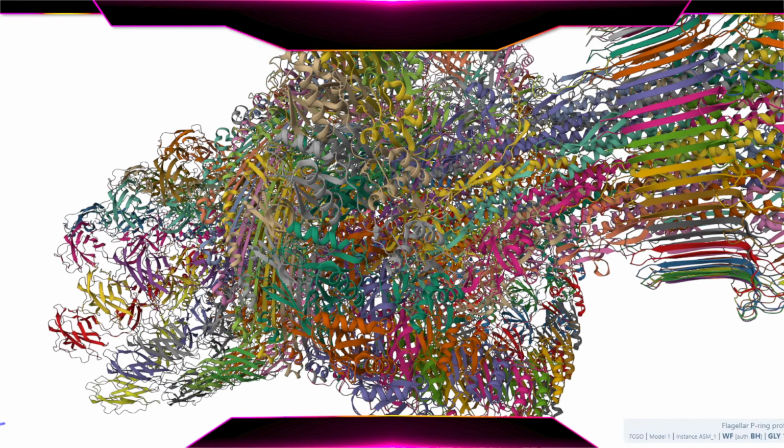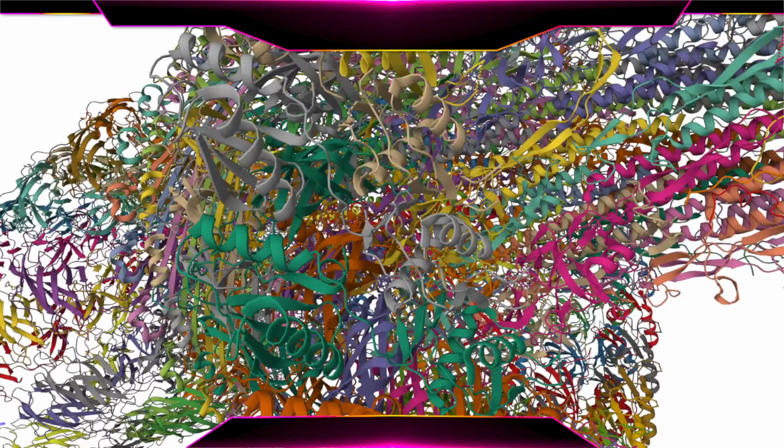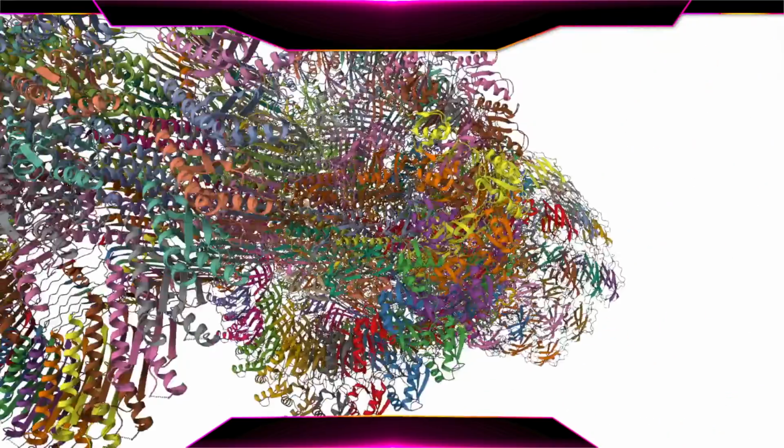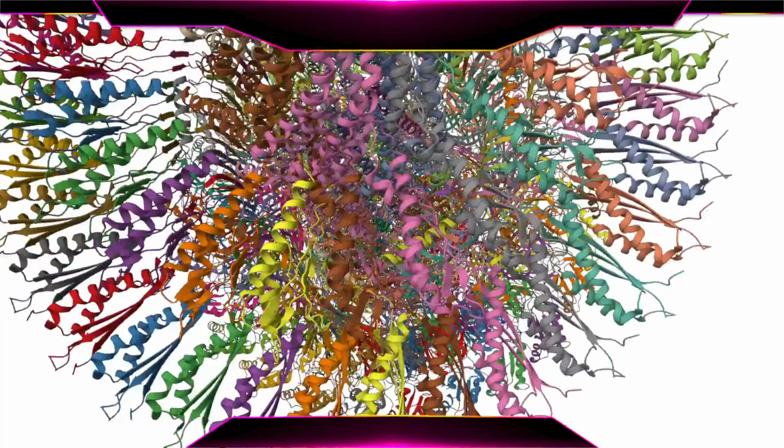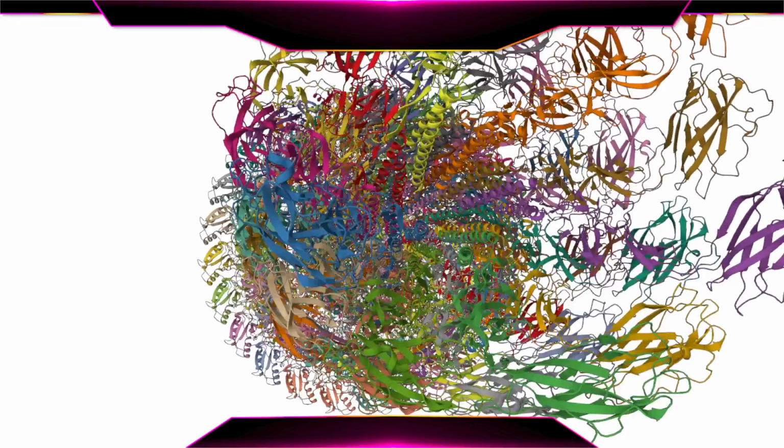But these are the proteins, and you can literally download this. You can analyze the amino acids. You can look at the patterns. You can look at all of this and change whatever you want. But this is the bacterial motor of E. coli, and that was it.